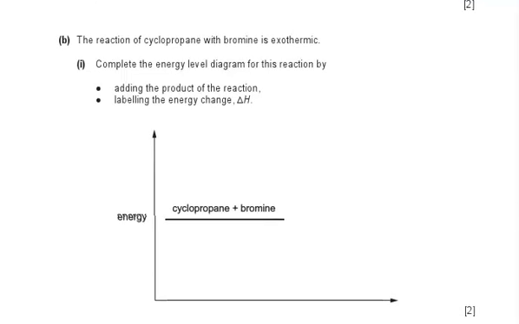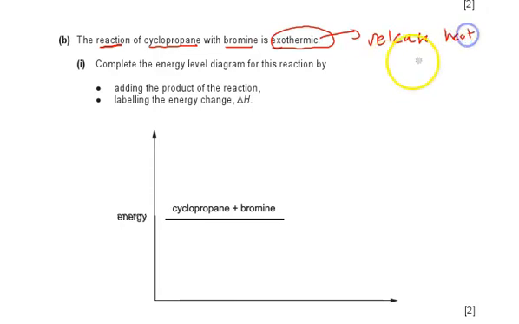Okay, the reaction of cyclopropane with bromine is exothermic. Exothermic means they release heat. Okay, they release the heat energy to the surroundings. So the energy will eventually drop. So here, complete the energy level diagram for this reaction by adding the product.